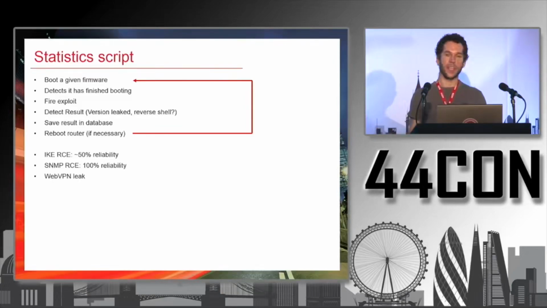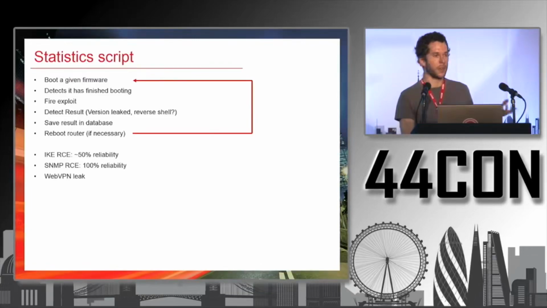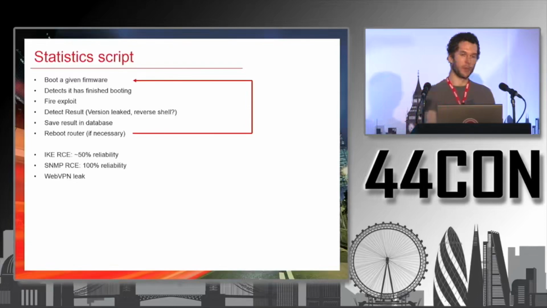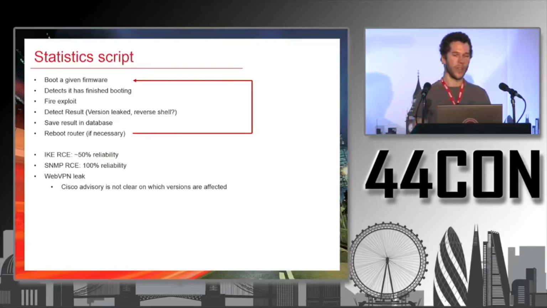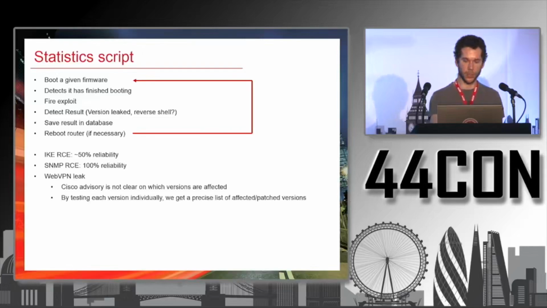For the WebVPN leak, there is no reliability going on here. It's either you leak the version or you don't leak the version, but we're interested to know which one was actually vulnerable to which leak, because based on the Cisco advisory, it wasn't really clear for us to understand which one was vulnerable or not. And here, because we have a way to automate things, we can figure out which one is really vulnerable and which one is patched.